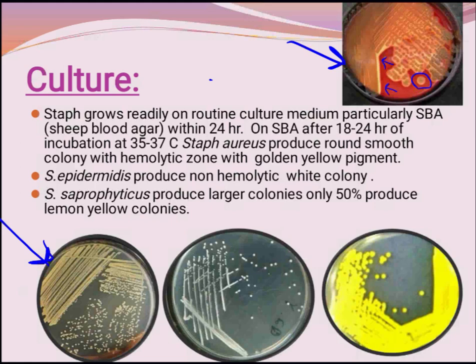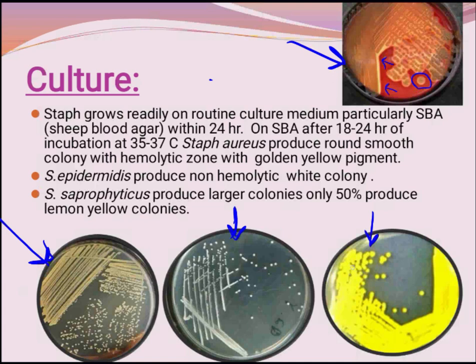Staphylococcus epidermidis also grows on nutrient agar and on blood agar. On nutrient agar, it gives us white colonies, and on blood agar, they are non-hemolytic. Staphylococcus citreus on nutrient agar gives us lemon yellow colonies, only produced by 50% of the strains. So we cannot depend on this pigment production for the identification of the species. It can give us an idea of the microorganism, but the definitive diagnosis is by further biochemical tests.